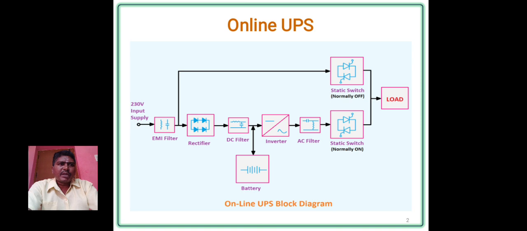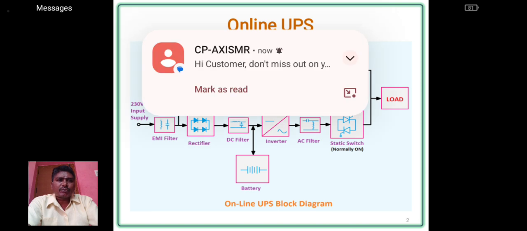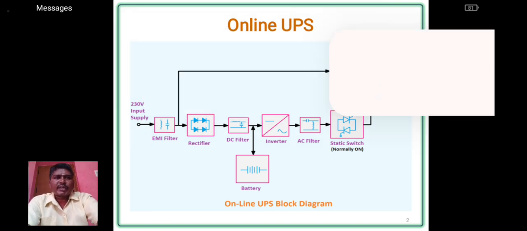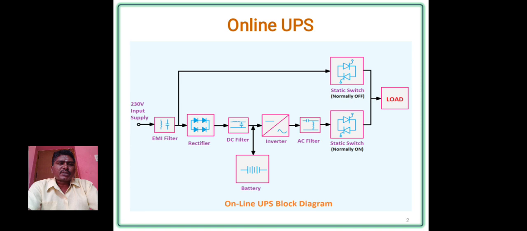It is made using inductors and capacitors. The main function of this EMI filter is to reduce or filter the unwanted electromagnetic interferences. The next one is the rectifier. The rectifier circuit is used to convert AC to DC. As the UPS has a battery inside it and the battery can store only DC, that is why we need to convert from AC to DC. That is the main function of the rectifier.